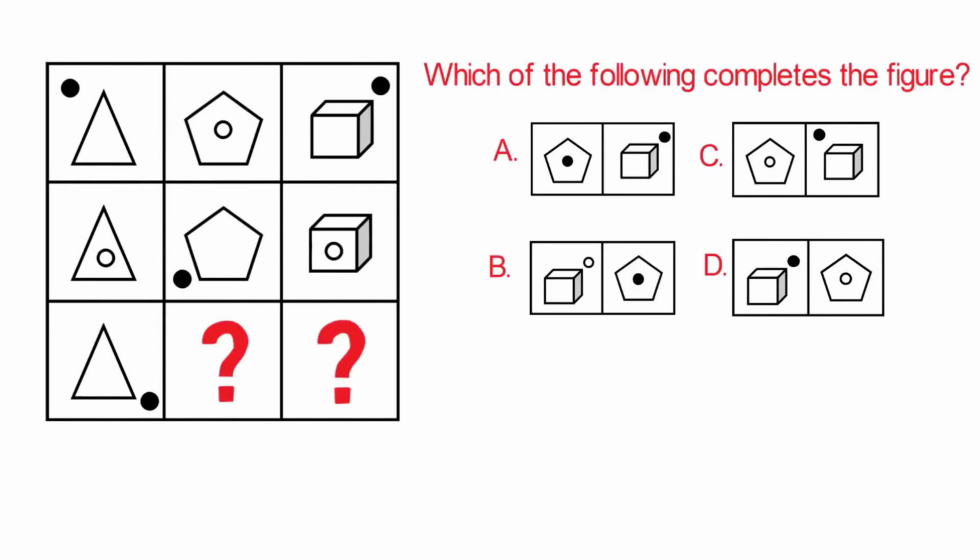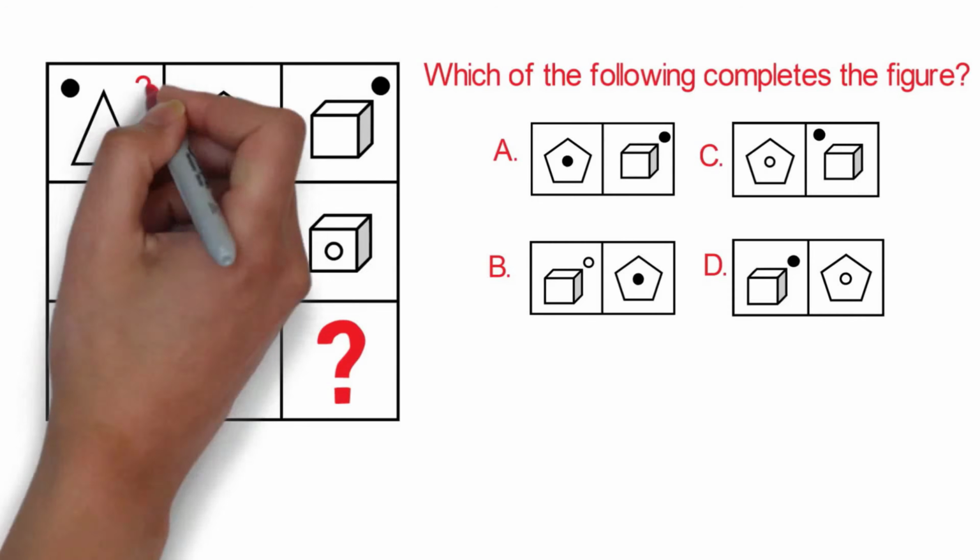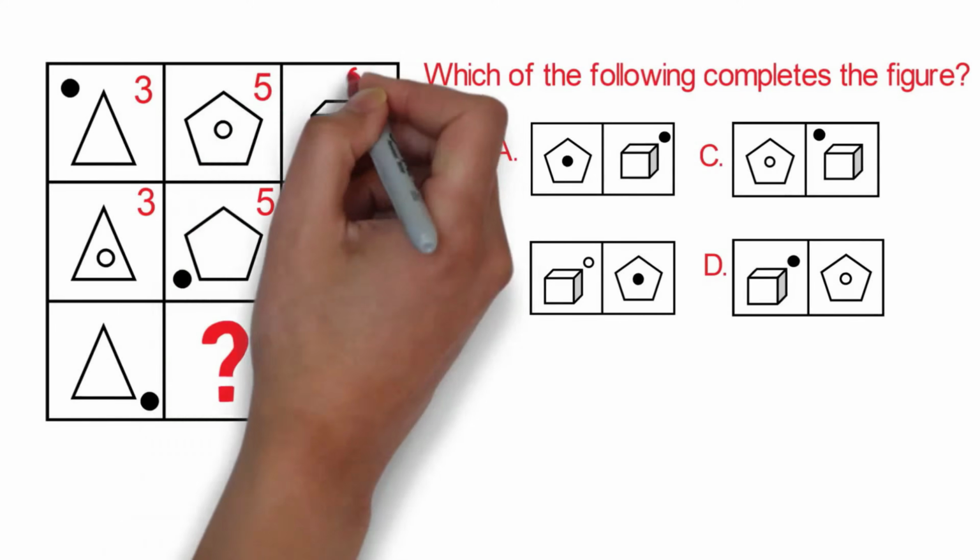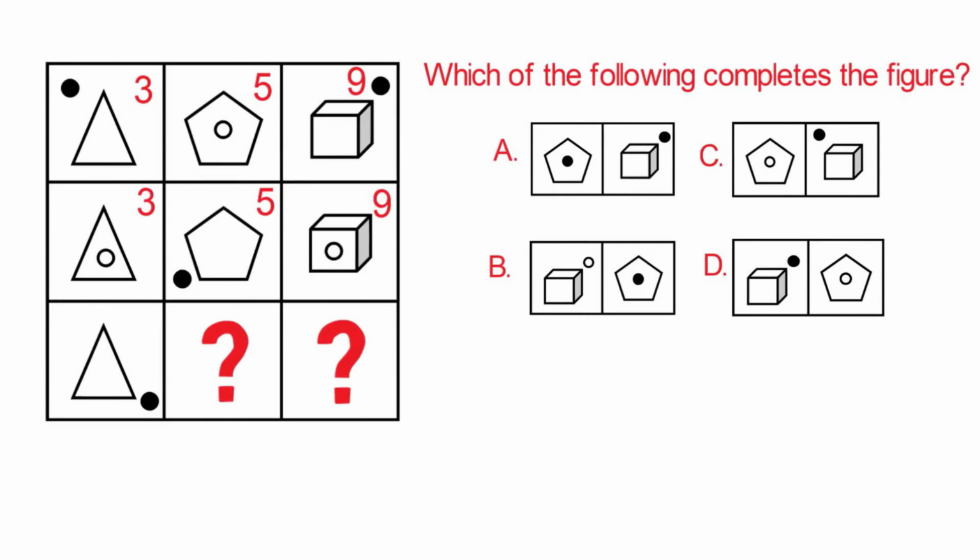To solve these types of challenges, my advice to you is always look for patterns. And there are multiple patterns present here in this particular challenge. If you detect and use at least one of the patterns, you will be able to find the solution to this challenge. The first pattern is that the shapes' lines are in order 3, 6, and 9 lines. Let me clarify. Triangle has 3 lines, pentagon has 5 lines, and cube has 9 lines.